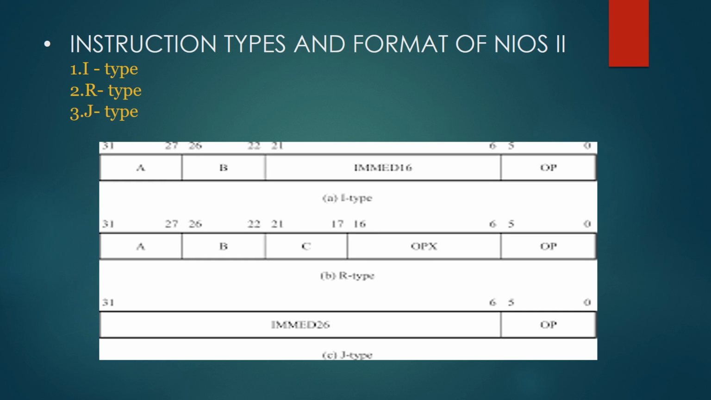Nios architecture has 3 types of instruction set, which are I-type, R-type, and J-type. The Nios instruction types are almost similar to the MIPS instruction set architecture. The only difference is that in the MIPS instruction set architecture the opcode is in the MSB, whereas in Nios architecture it is in the LSB, and there is one addition which is the OPEX.